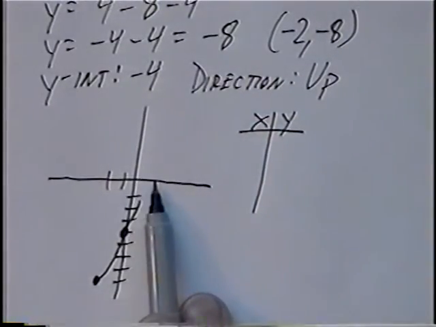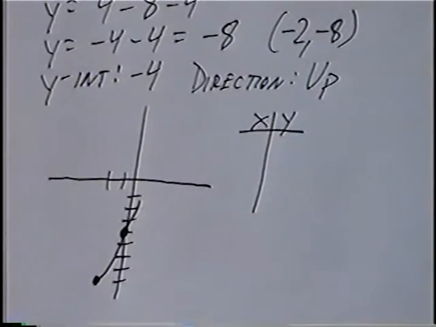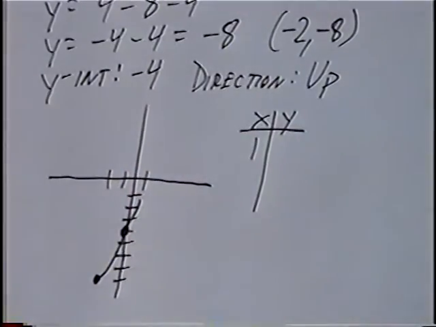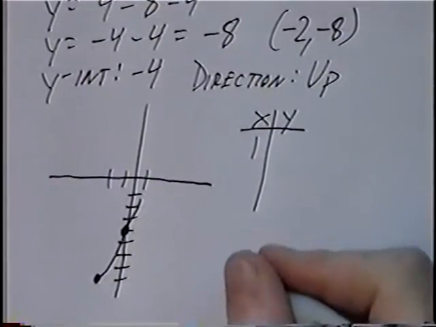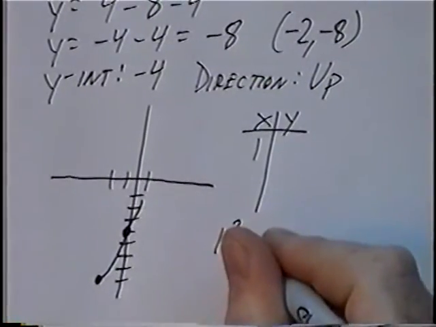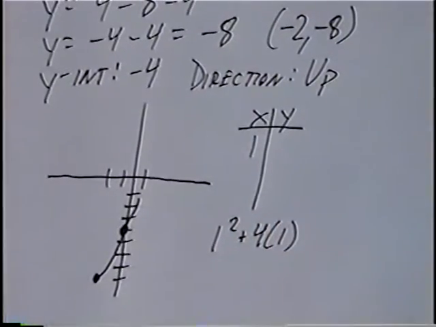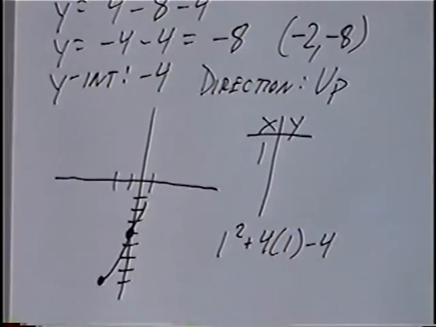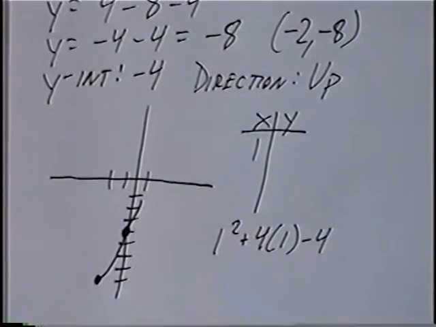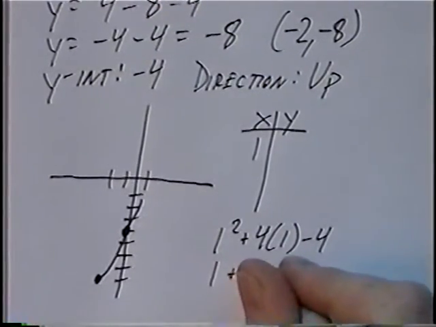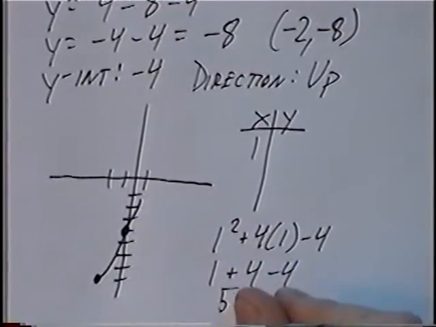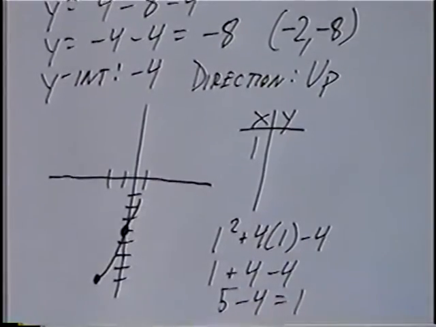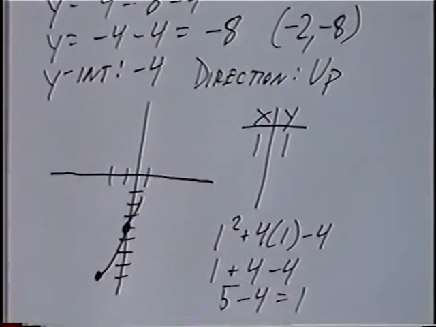By guessing points where we think it may cross, we can see if the y value is equal to 0. If we take the first point, +1, we can plug a 1 into the original equation, which would be 1 squared plus 4 times 1 minus 4. 1 squared would be 1, plus 4 minus 4. 1 plus 4 would be 5, and 5 minus 4 would be 1. So if x is 1, y is 1.